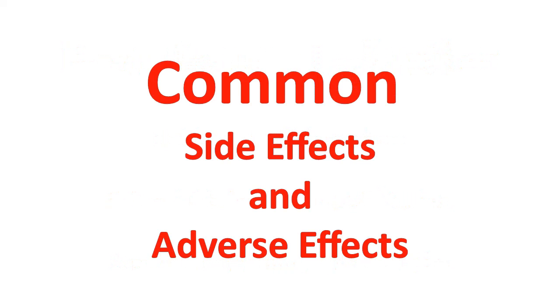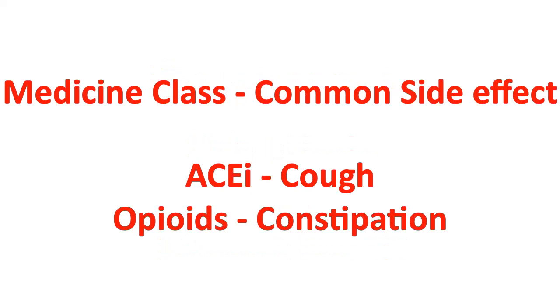The sixth important aspect of a drug is its common side effects or adverse effects. Actually, there can be many side effects of a drug, but it is important for a pharmacist to at least remember the common side effects of drugs. For example, we have ACE inhibitors, that is angiotensin converting enzyme inhibitors, that are antihypertensive agents, and their common adverse effect is cough. Likewise, we have opioids, their common side effect is constipation.